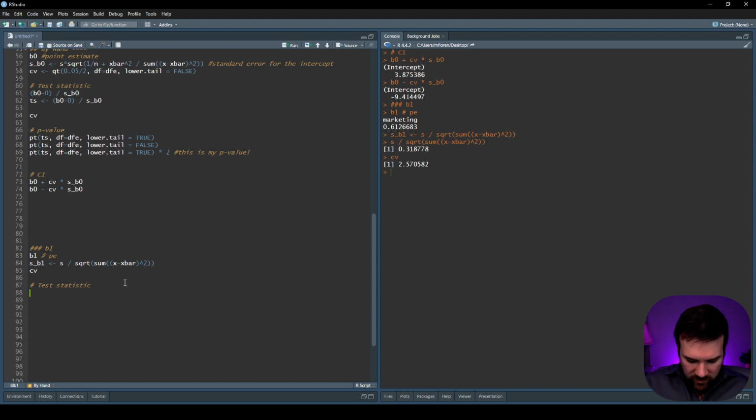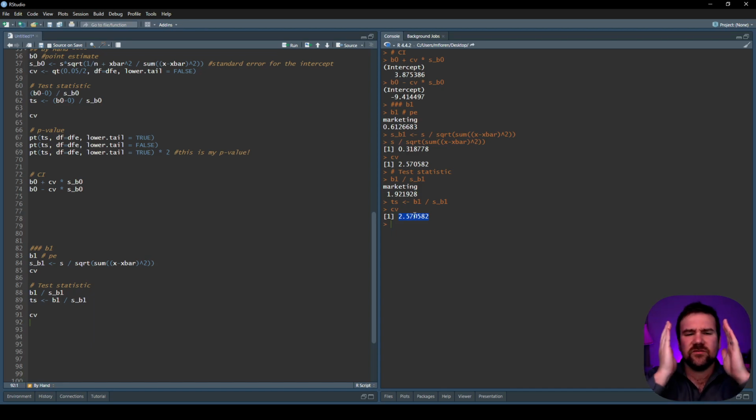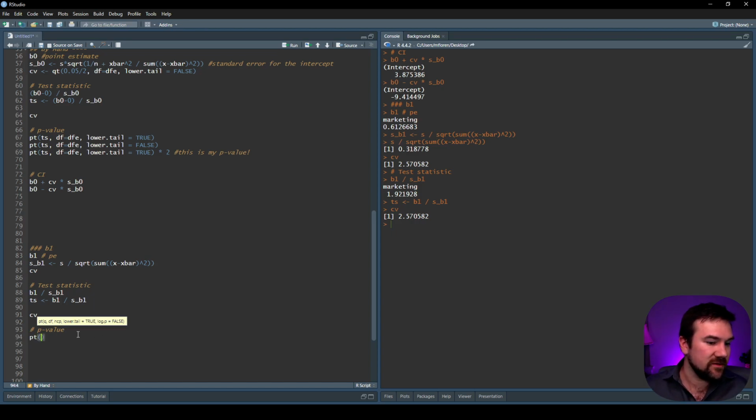Test statistic is super boring. B1, the point estimate, over the standard error, S sub B1. Boom, super boring. Test statistic is this guy. Critical value, again, we already found. So comparing our test statistic to critical value, got the plus and minus version because it's a two-tailed test, and the test statistic is in between. So nothing interesting going on here. Came in assuming marketing and profit weren't related and didn't change my mind. Or rather, there's not enough evidence to determine they are related. That's the conclusion: it's not that they're not related, it's just that there's not enough evidence to determine that they are.